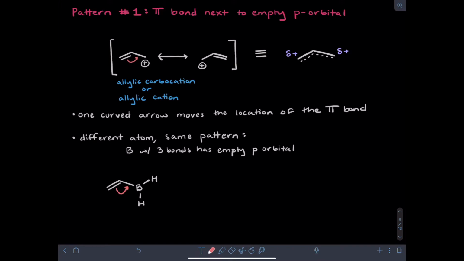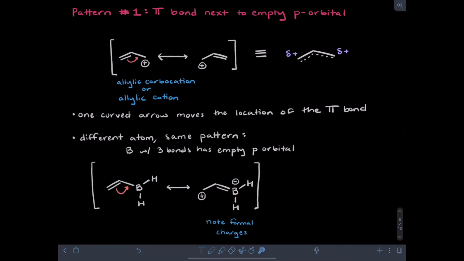I would draw my resonance arrow with the tail in the middle of my pi bond and the arrow head pointing at the middle of the carbon-boron bond. Once I move this pi bond, I now have a boron with 4 bonds and a negative formal charge, and I've taken away the 4th bond from my carbon on the left. This carbon just has 3 bonds now. There are 2 hydrogens that aren't shown, so now it has an incomplete octet and a +1 formal charge.